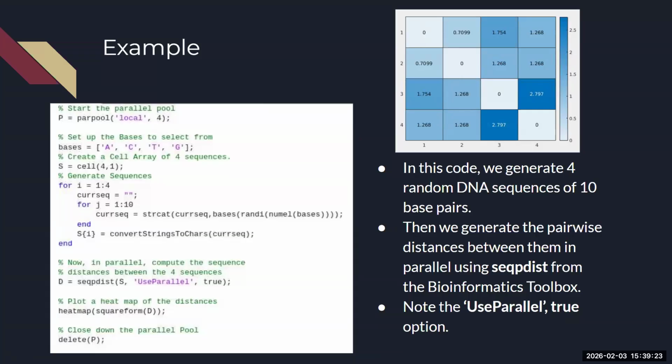Some of MATLAB's core functions are going to just say, if the first parameter that you pass to it is a parallel pool, then it will use it. So with that said, one of the examples that we'll look at here is generating a random set of 4 DNA sequences of 10 base pairs each, and then generating the pairwise distances between them and creating a little heat map of it.